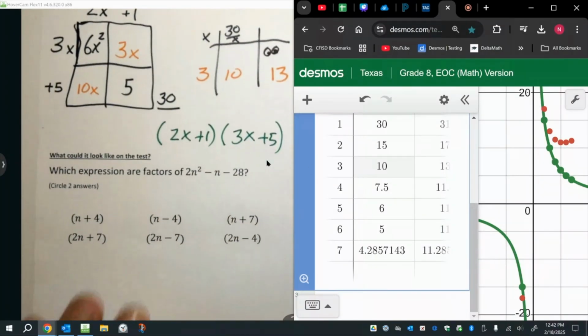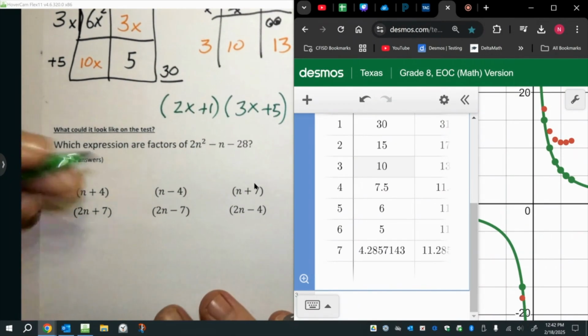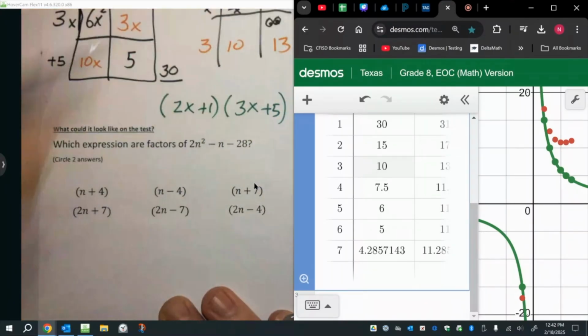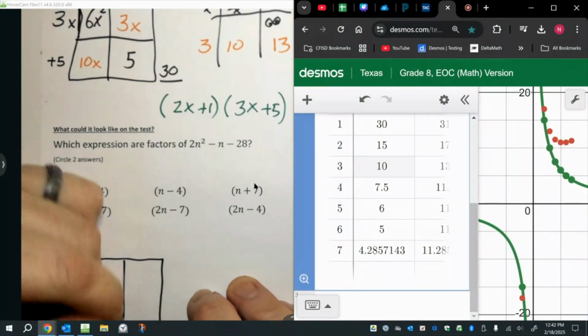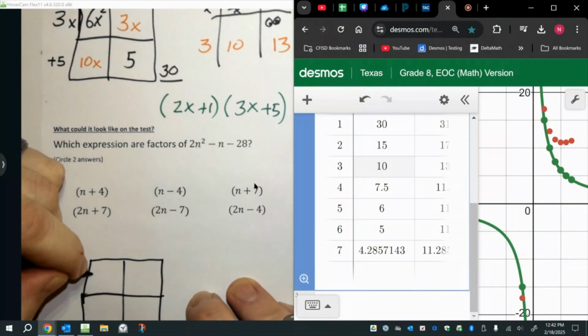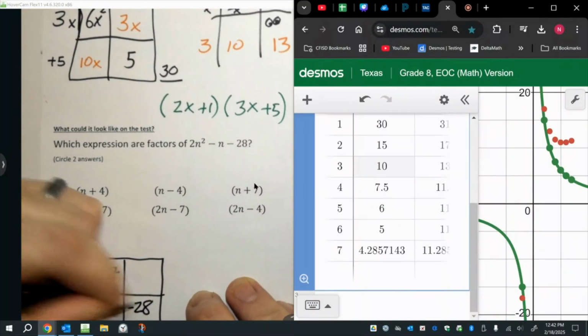Let's do this. What would it look like on a test? Well, sometimes they'll just ask you, what are the factors? And they're all jumbled together. So which combination would work? I don't know. Let's check it out. Oh, draw our box first. Put our 2n squared here. Put our negative 28 here.